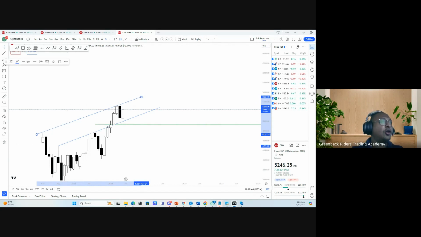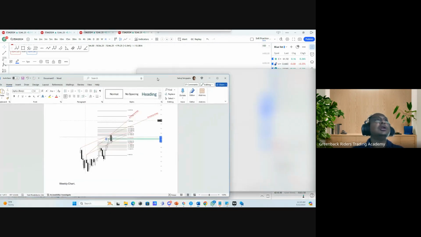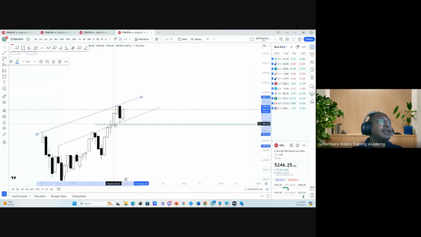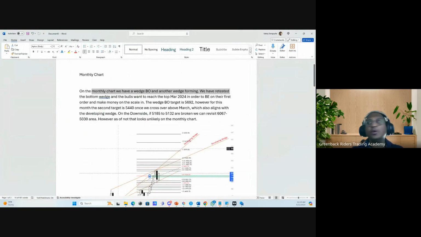Based on all this analysis, if I go back to my document, this is what I noted down last night. On the monthly chart, we have a wedge breakout and another wedge forming. We have retested the bottom wedge. So if we go back here, we have retested this bottom wedge and are trying to go up. The bulls want to reach the top of March 2024, which is this candle, in order to break even on their first order and make money on the scale-in. I am considering this started scaling in here. The wedge breakout target is 5692, which is the 1:1.